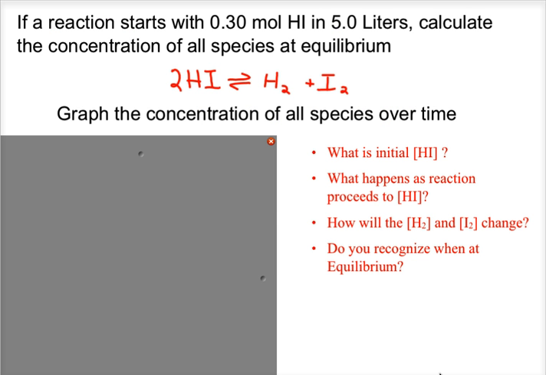So let's start with a simple problem where we start off with 0.3 moles of hydrogen iodide in 5 liters, and I'm going to ask you to graph. So in your notes, graph what happens to the concentration of HI over time, what happens to the concentration of H2 and I2, and how they are related in terms of stoichiometry. Concentration units that we're looking at are definitely in molarity. I'm not asking you to put numerical values on the time axis, but can you make a graph?